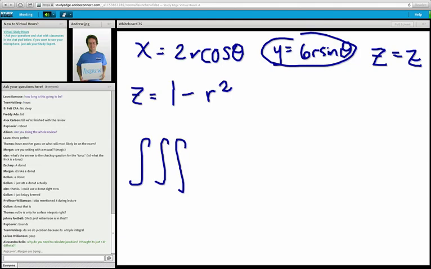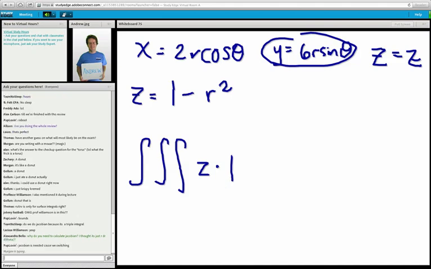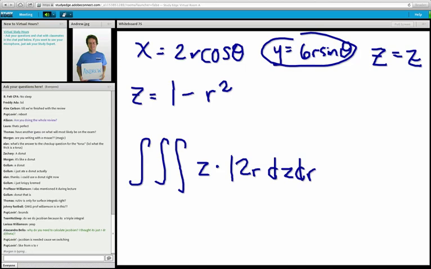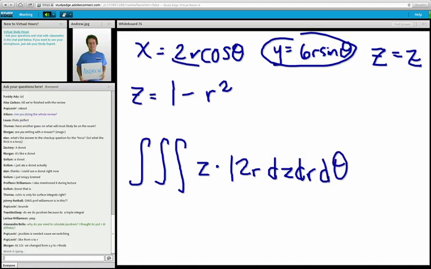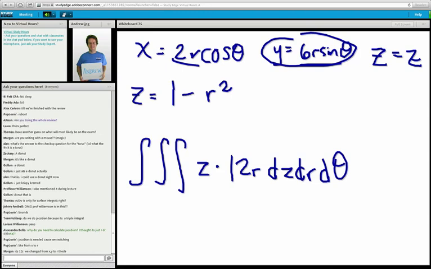So our triple integral becomes z, and as we found out, our Jacobian was 12r dz dr d theta. No, Alex, it's not just r dr d theta. This is because we're using 2r cosine and 6r sine. That's not our standard polar transformation.